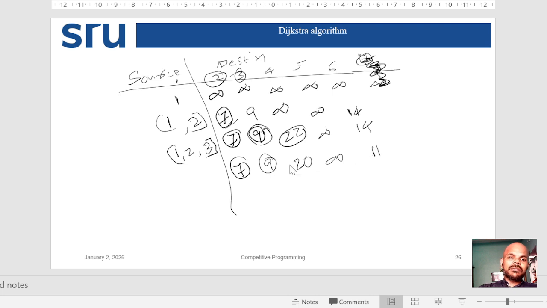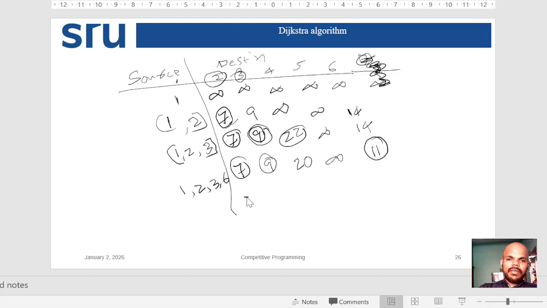So which is the minimum? 7 is obviously the minimum, right? But we already relaxed it. Just ignore that one. 9 is also a minimum, the second lowest, so that is also relaxed. So think about which is not relaxed: 20, infinite and 11. Which is the minimum? 11 is the minimum. Relax 11. So then you write 1 comma 2 comma 3 comma 6.